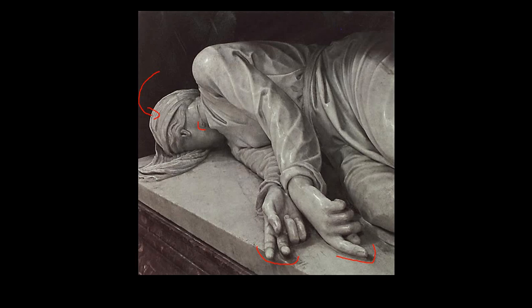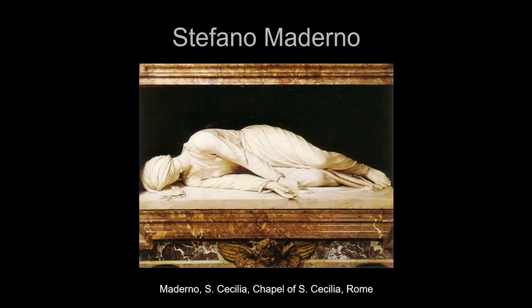So Maderno is given this amazing commission. They reinter the body of Saint Cecilia, and they say, but we want people to know what it was like to open up this tomb and feel the experience of seeing her miraculously preserved body. So he creates this sculpture. So this is a sculptural reproduction of what it was like to look into the tomb. And it is at once kind of discomforting, but it's also really compelling.